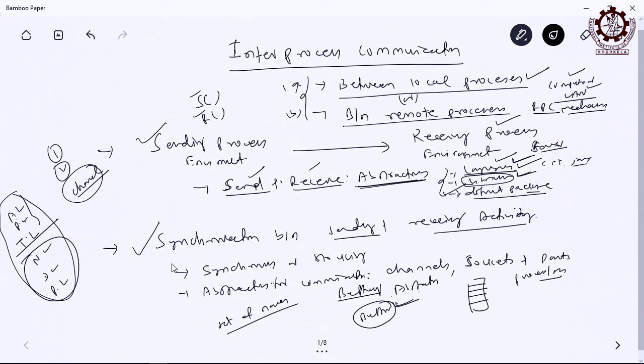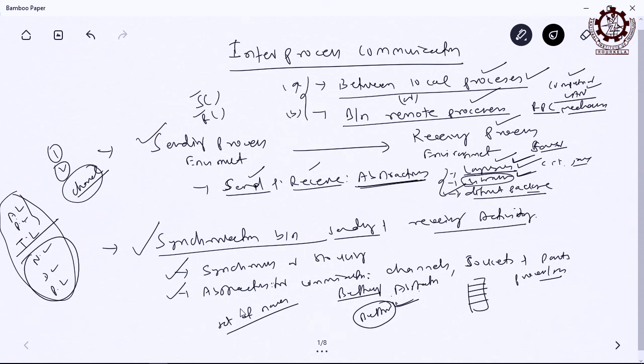Now, if I look at synchronization, there can be two types of communication. Again we divide the communication into two types: one is synchronous, another is asynchronous. Do not confuse this with the broad division of communication into two types based upon the locality of communication, between local processes or between remote processes. Now, communication can be divided further into two types, one called synchronous, another called asynchronous.